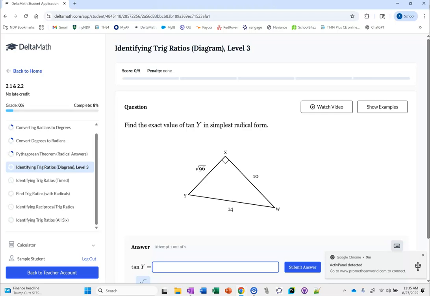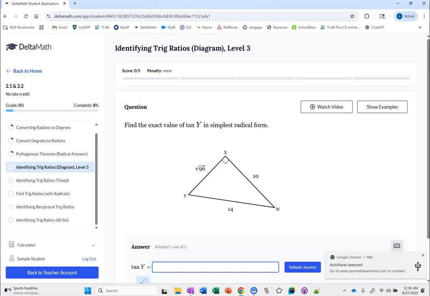Okay, the next one is about identifying trig ratios from a diagram. Here we're asked to find tangent of y in simplest radical form. Notice I have a right triangle. You can tell because there's a little corner thing in there, right? So we're just going to use SOHCAHTOA.